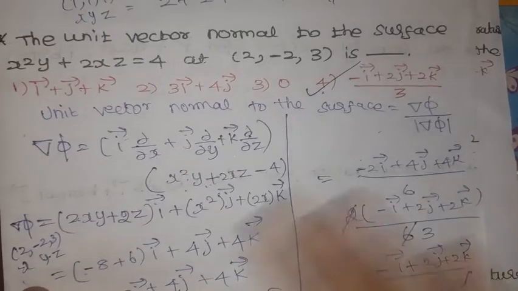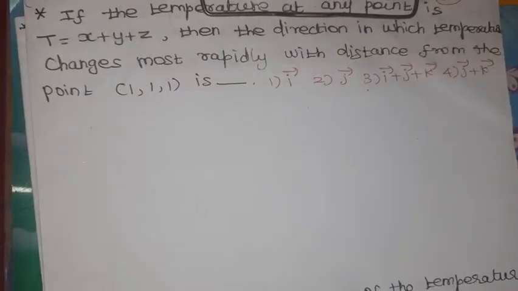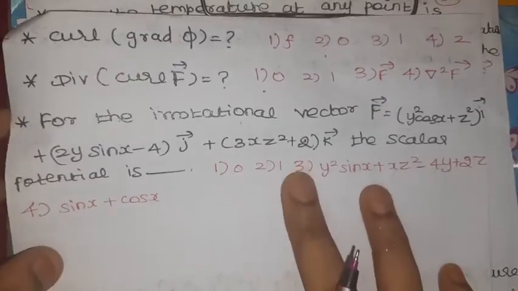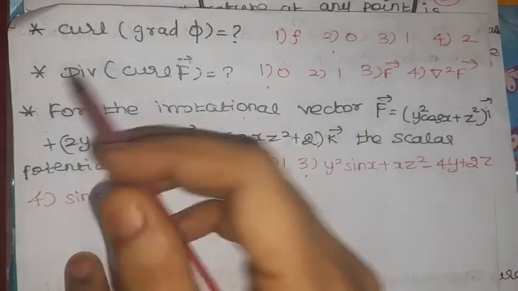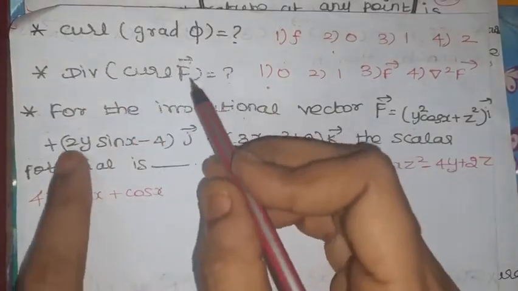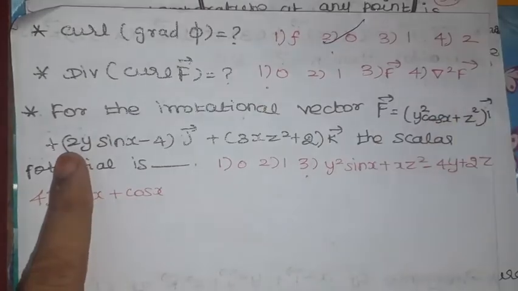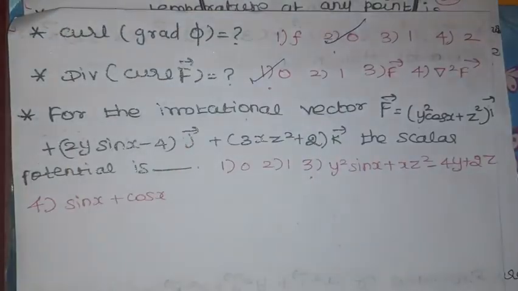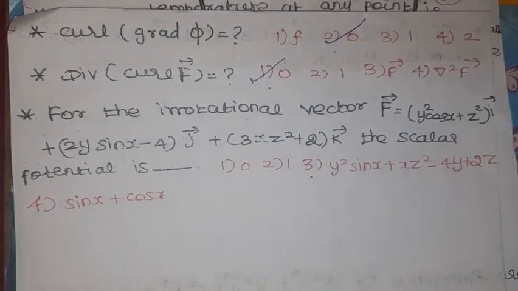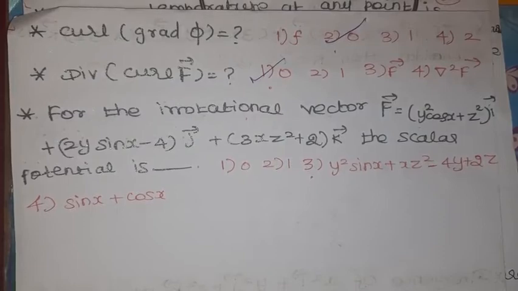So we should know the formulas. Move on to the next problem. Curl of gradient phi, a standard formula in vector calculus, is nothing but 0. Then divergence of curl f is also 0. This is very important; these two will be asked very frequently. Curl of gradient of something is 0, and divergence of curl of something is also 0.